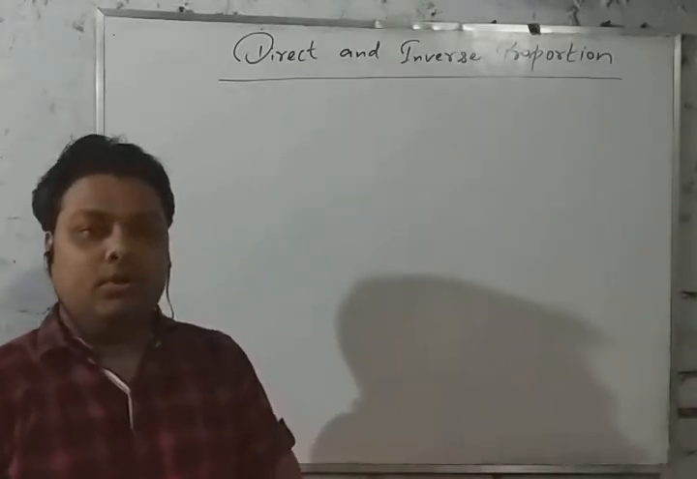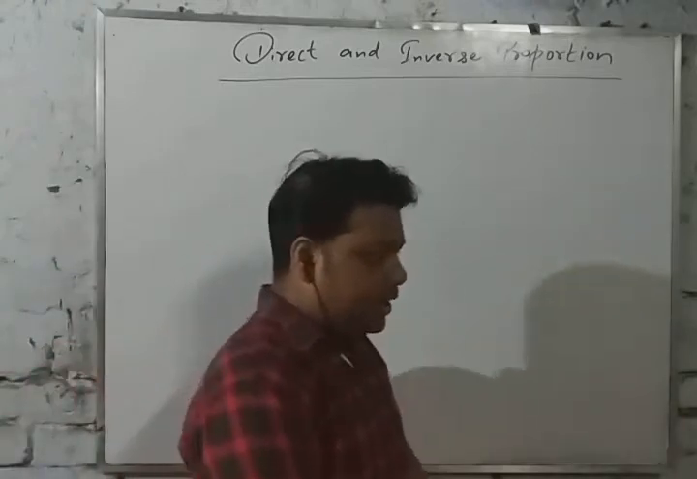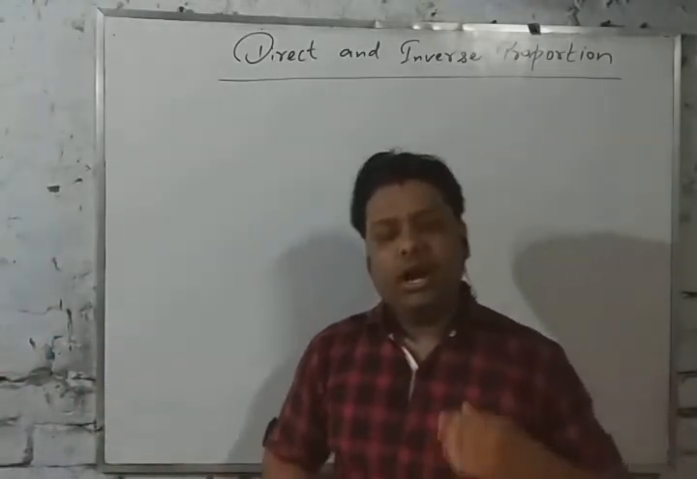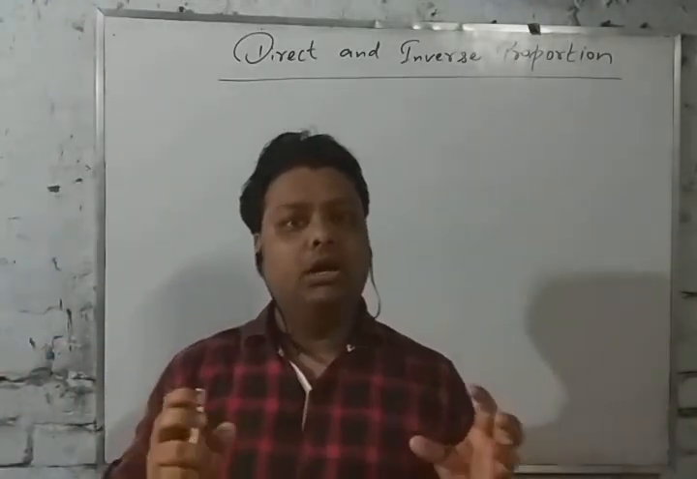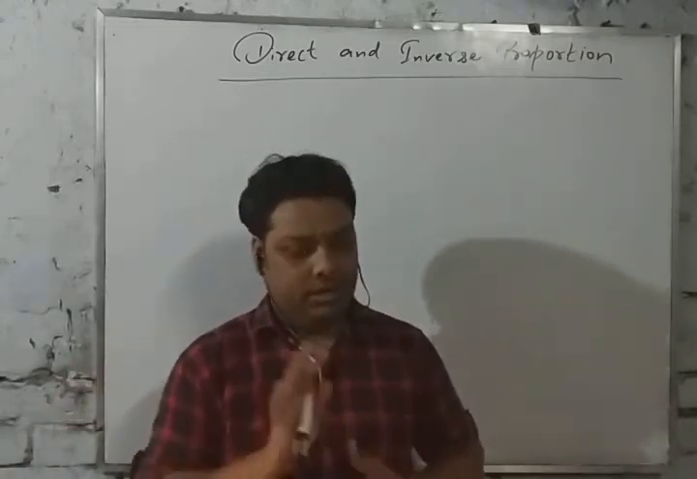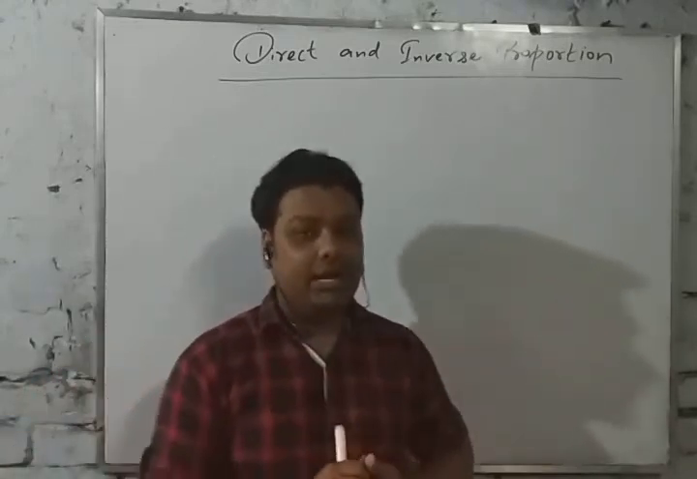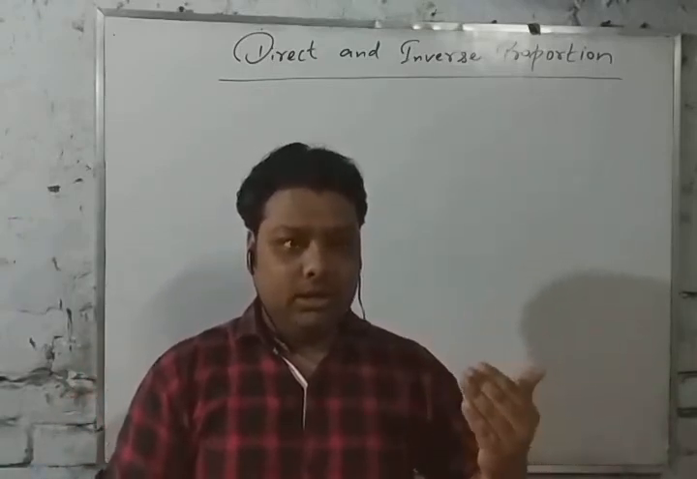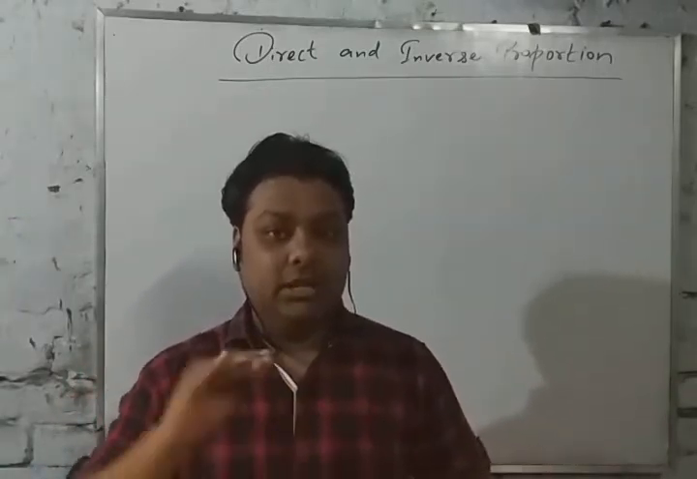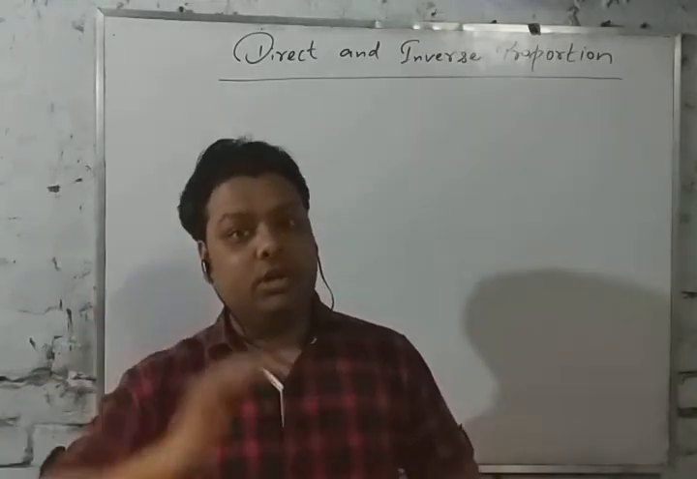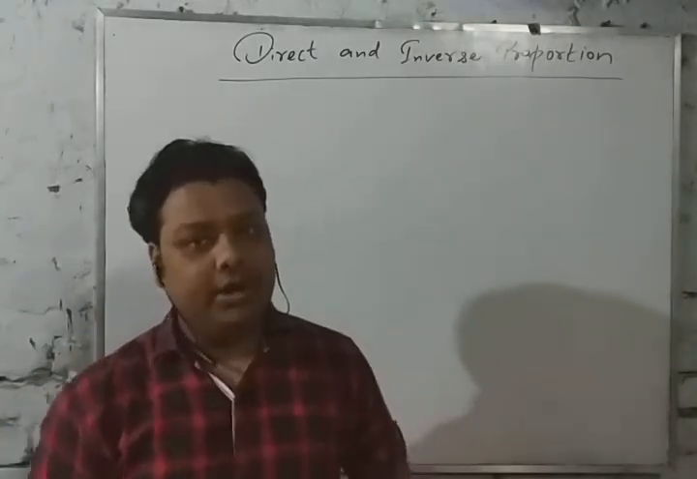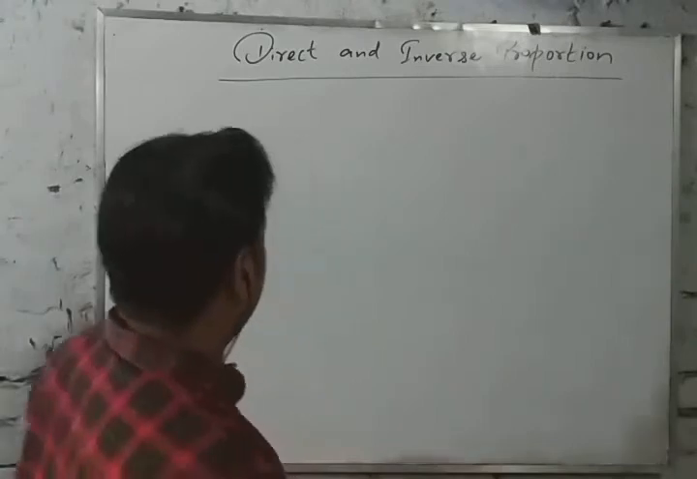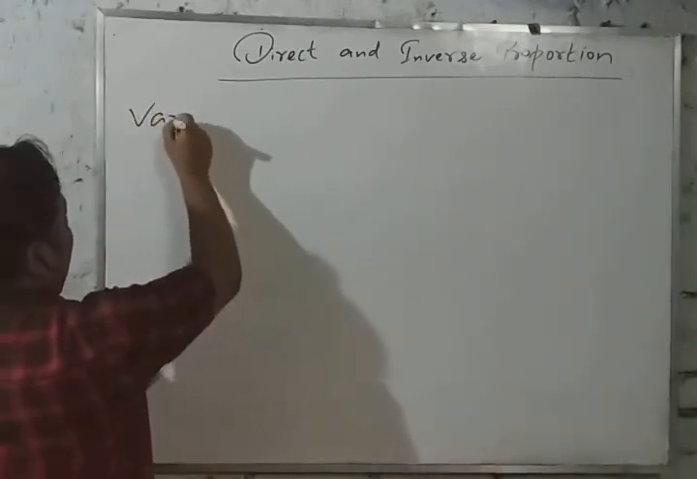Now, variation. If there are two quantities depending on each other in such a way that if one quantity changes, then it will affect the second quantity, then it is called variation. Now I am writing the definition on the board. Variation.